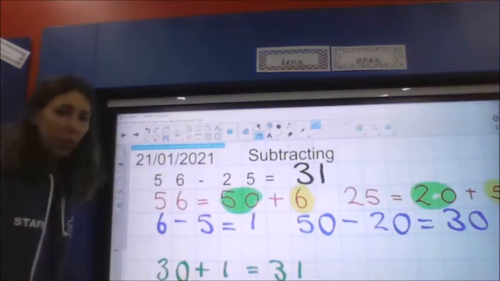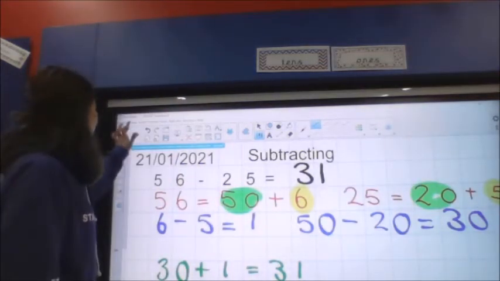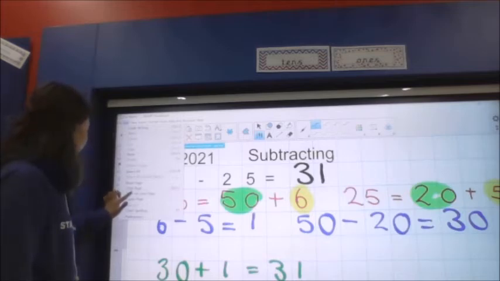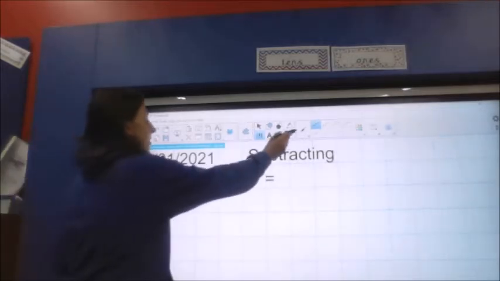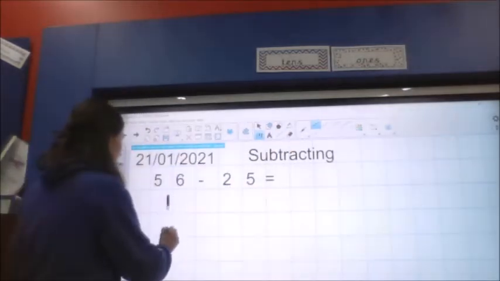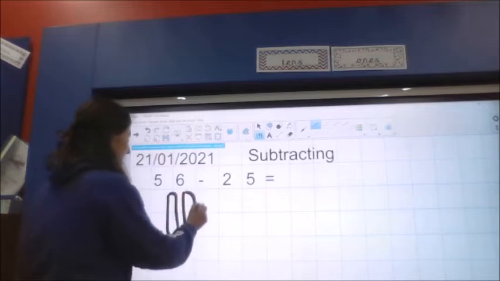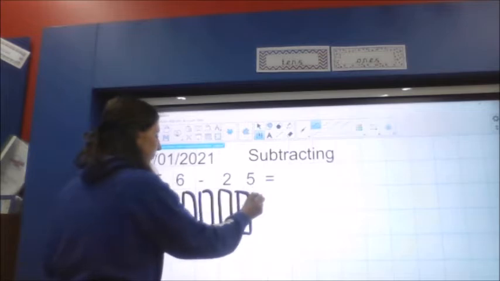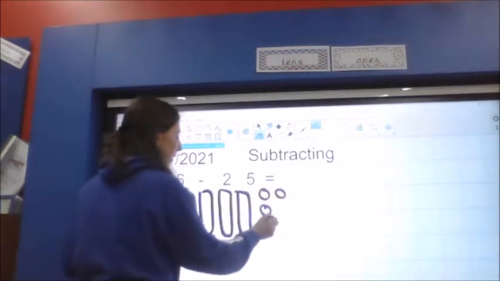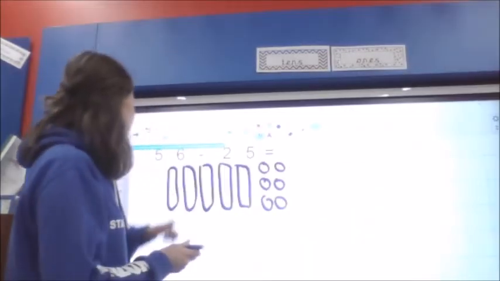But again, you might find that it's easier or it's helpful for you to draw it out in your base 10. So I'm going to draw 56. 10, 20, 30, 40, 50. 1, 2, 3, 4, 5, 6. My 56.